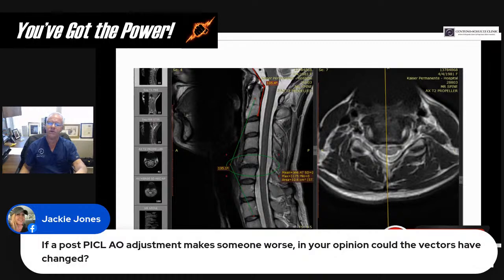So Jackie, if a post-PICL AO adjustment makes someone worse, in your opinion, could the vectors have changed? Certainly possible that the vectors have changed. If you were with someone before who had used a certain set of vectors and that helped, and then you had a PICL and that's not working anymore, then in all likelihood the vectors have changed. Now, if you've never had an AO adjustment before, then that may just be the wrong vectors, or maybe AO is not the right treatment for you. But yes, if you had them before and the vectors seemed to work and then afterwards it doesn't, we have a lot of patients that need to go back to their AO chiropractor and get their vectors remeasured.